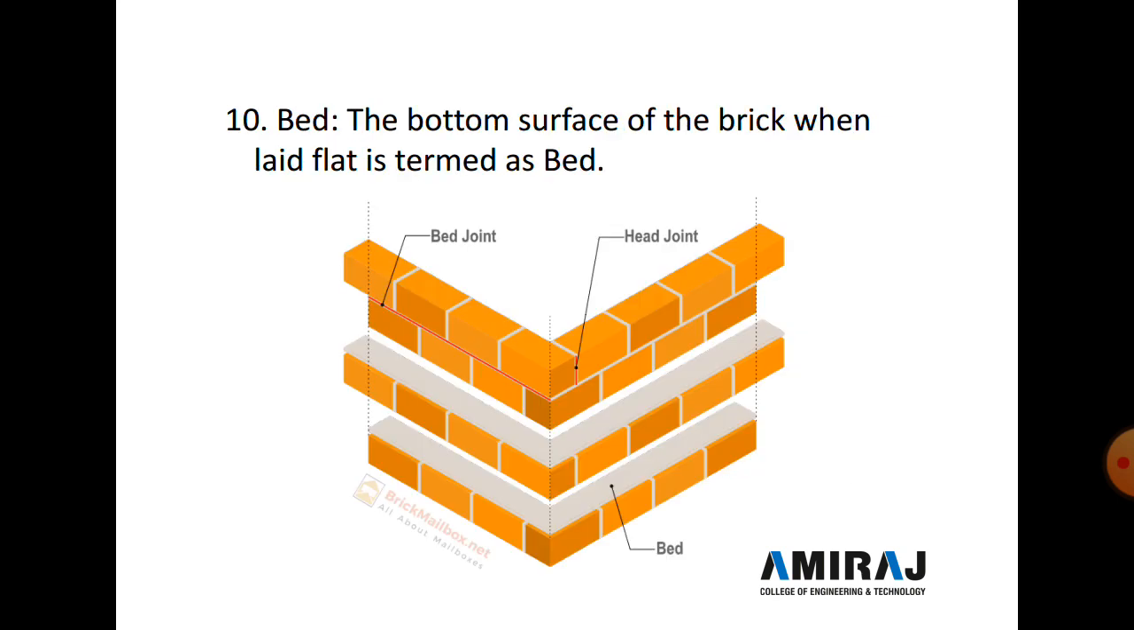Now next definition is a bed. So what is bed? The bottom surface of the brick when laid flat is termed as a bed. See in the figure. We prepare the first layer of the brick and then we use the mortar. The maximum thickness of the mortar is 15 mm, and this mortar is prepared like a bed, and above the bed we put the second layer of the brick. So the bottom surface of the brick when laid flat is termed as a bed.